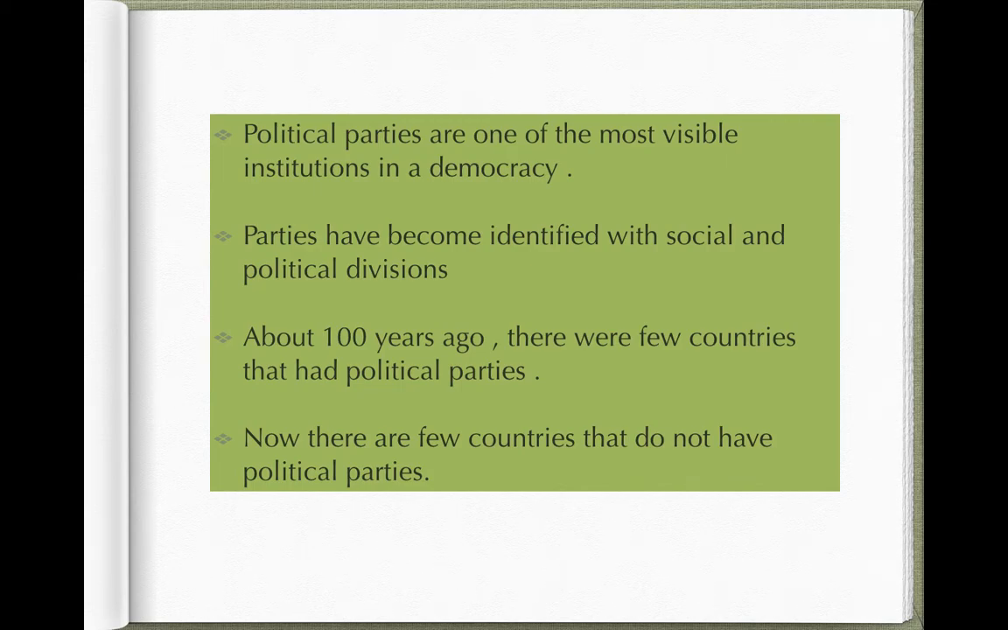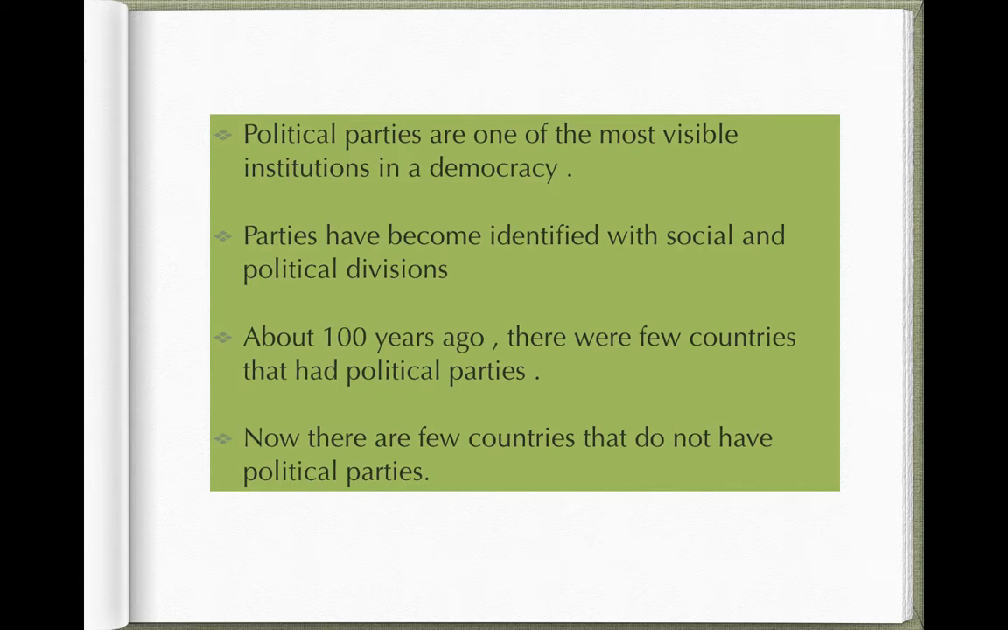Political parties are one of the most visible institutions in a democracy. What it means is that every ordinary citizen in our country talks about political parties, and they have some knowledge about political parties. For example, even if you travel to the remote parts of our country, the people who may be less educated, even they might have some idea about political parties. They may not know about the constitution of our country, they may not know about the education system of our country, but they know about the political parties. So the chances are very much there.